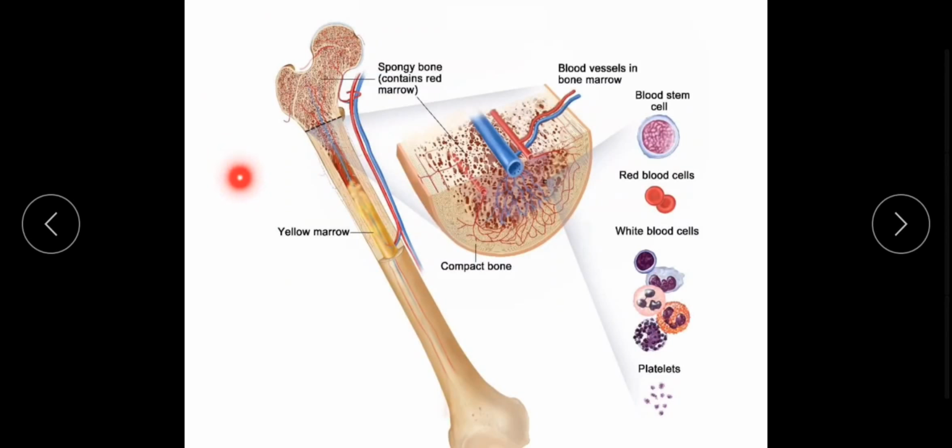Here you can see the image of a bone. The bone contains the yellow marrow and the red marrow. On looking closer at the red marrow, we can see here is the compact bone and here is the red marrow. Here are the blood vessels in the bone marrow. On looking further at this bone marrow, we can see that there are blood stem cells, RBCs and white blood cells along with the platelets.